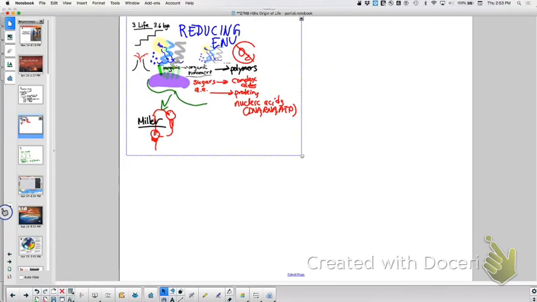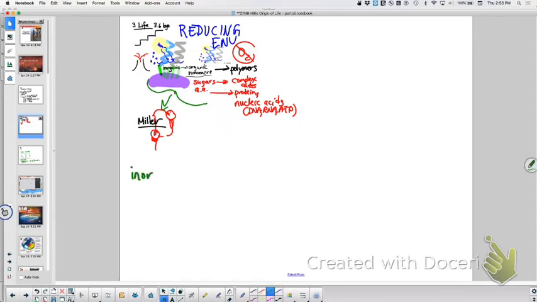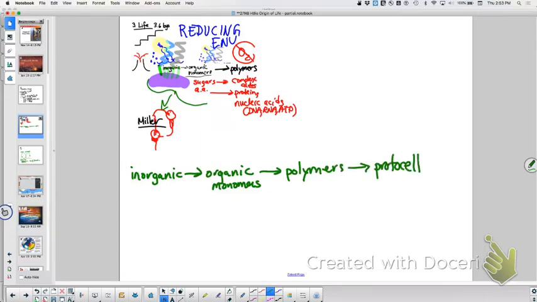Okay, so when we say life 3.6 billion years ago, we need to go through the steps where it goes inorganic to organic, monomers to polymers, to a protocell. And remember, a protocell just has a cell, what? Membrane. Just has a cell membrane. And then that would go to a true cell that is self-replicating.